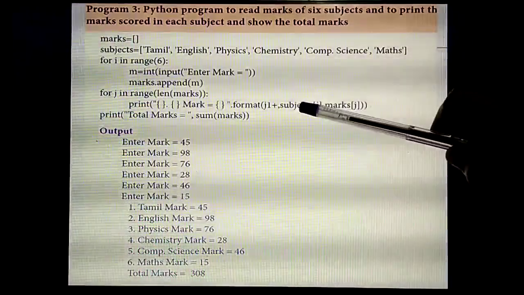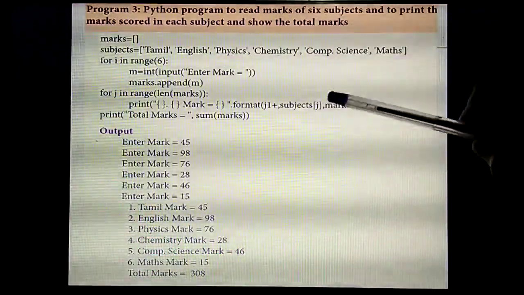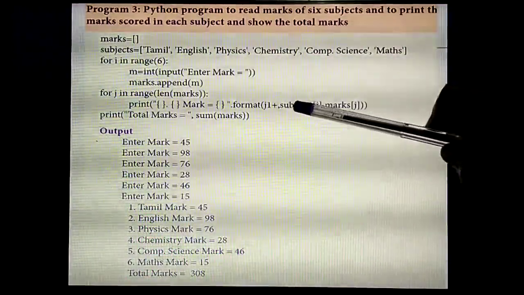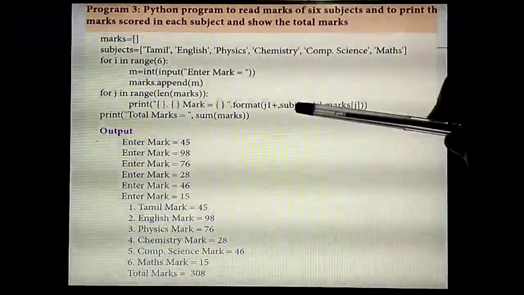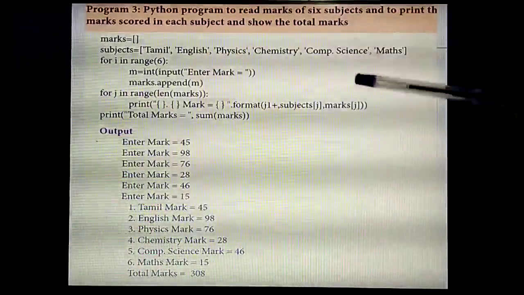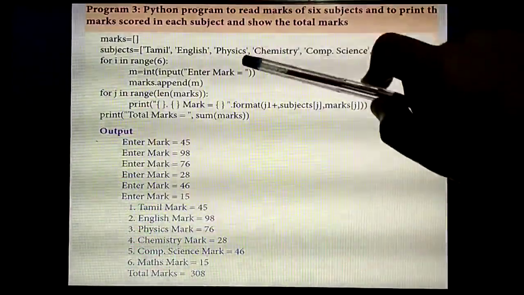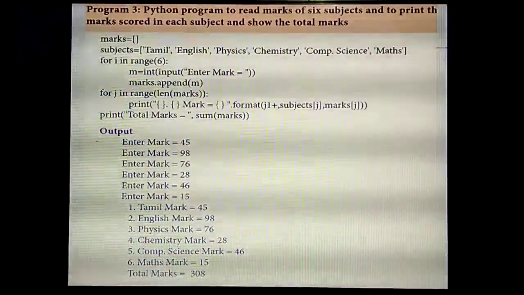Okay, so the subject you need to enter. What's the subject? The first subject. For that only, inside the format function they are giving subjects of j. What's the first subject? Tamil. So Tamil mark. Okay, so mark you are entering. Then the next subject English mark, second mark, like this physics mark. For that only you are giving subjects of j inside the format.